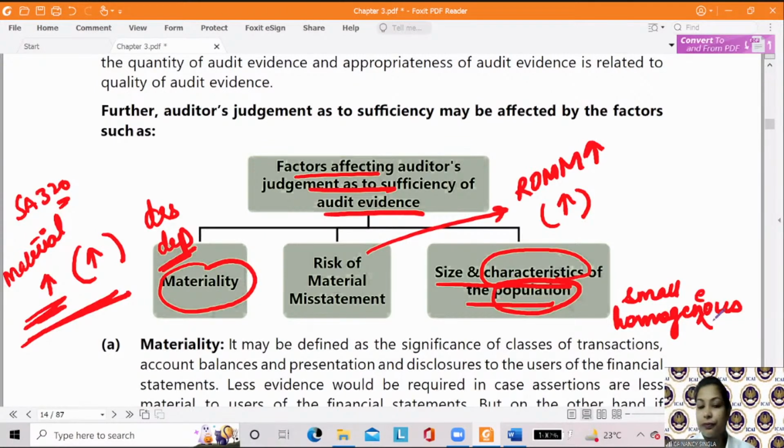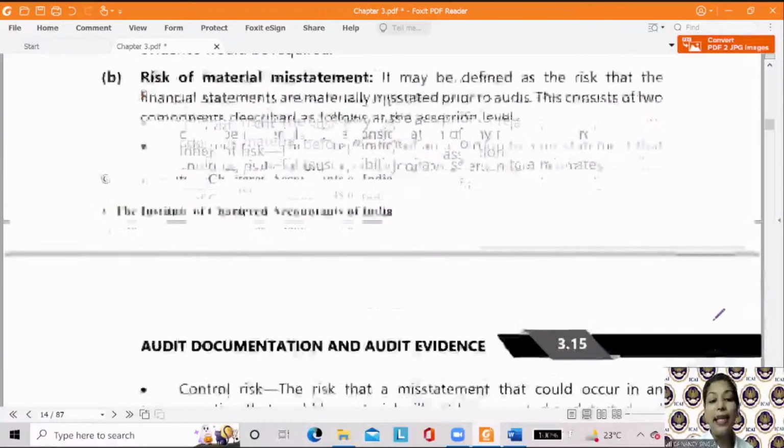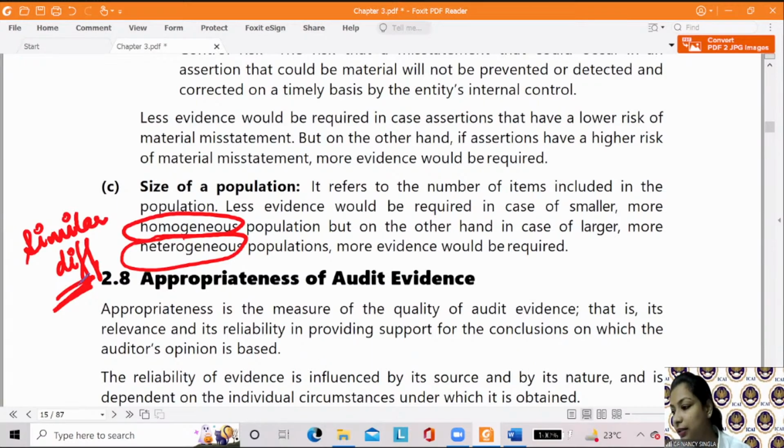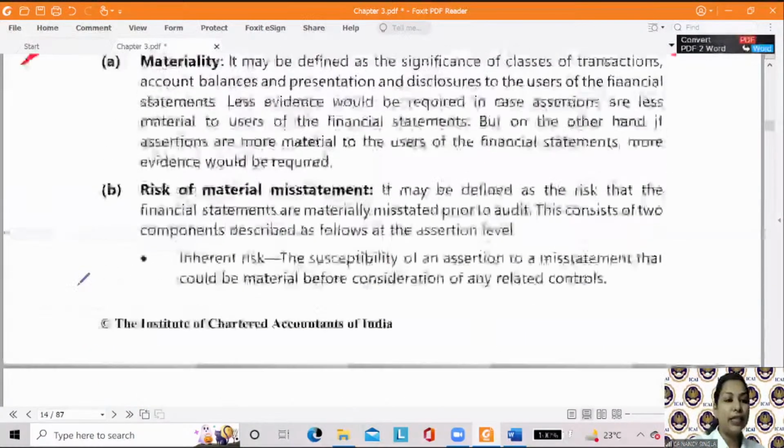Is it clear? On the other hand, if the population is large and heterogeneous, heterogeneous is what? Different. Then for all of them you need to perform audit procedures and you need to obtain what? Audit evidence. Clear? Is it clear? Okay? So let us just have a look.